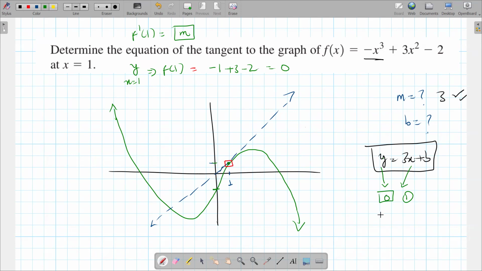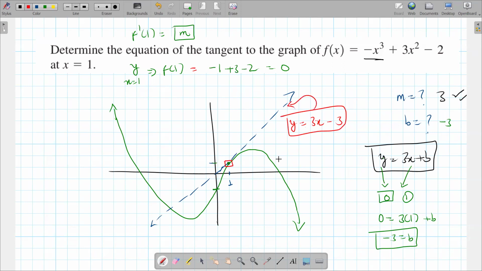Now for the final step, y is 0 when x is 1 plus b. Therefore, b is -3. Now we have both our constants, so our final answer for this is going to be slope is 3, y-intercept is -3 for this blue line, the tangent line. And that's it for this question. So just know the difference between f prime of 1, that will always give you the slope of the tangent line, and f of 1 will give you the y value, which is shared by the tangent line as well as the original curve. You can use this point to find the unknown b value.